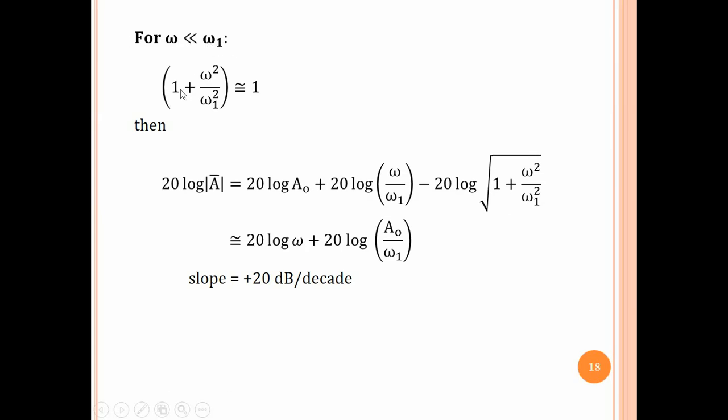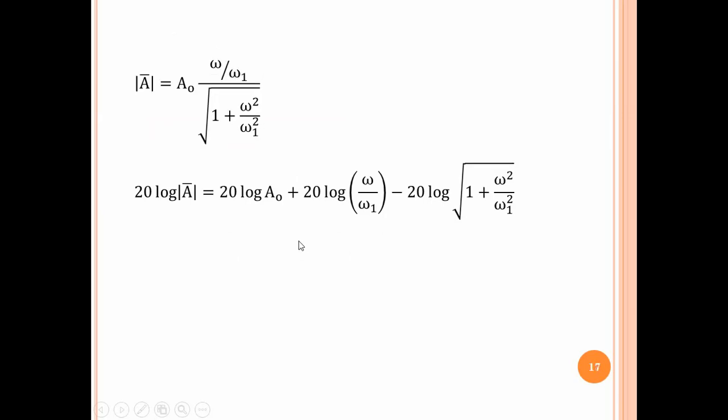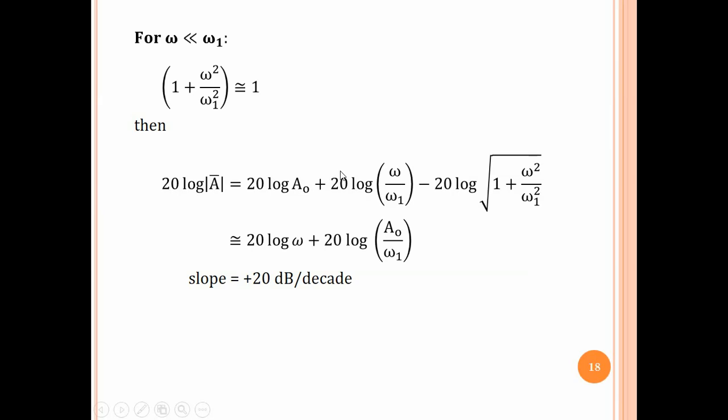So for omega much less than omega 1, the square root term is approximately equal to 1. So 20 log of 1 is 0. And so we can write this as 20 log omega plus 20 log A0 by omega 1. And so we get 20 log of A directly varying as 20 log of omega plus a constant. So again this is y equals mx plus c, and the slope now is 20, but it is a positive slope. So the gain will increase as a function of frequency because of this term, the one in the numerator, this second term.